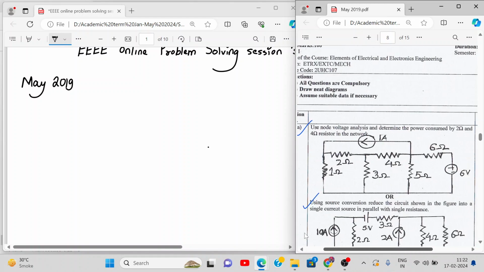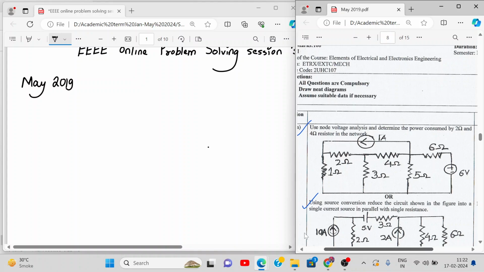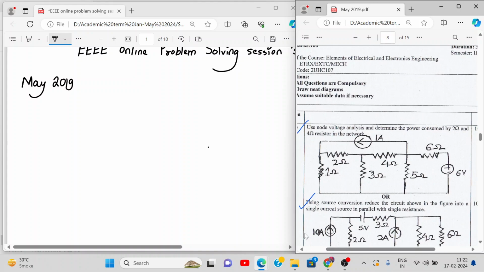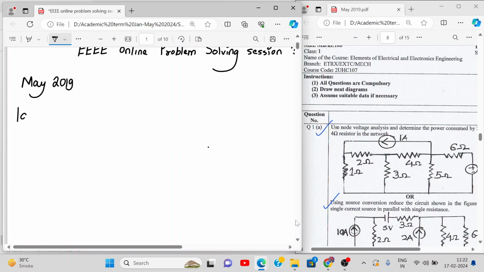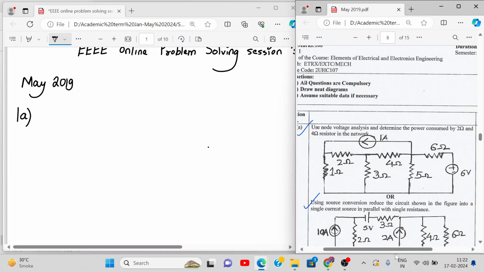Okay, the first numerical is using node voltage analysis, determine the power consumed by 2 ohm and 4 ohm resistance in the network, and this is asked for 10 marks. So our first job is to draw the circuit as it is. So this is question number 1A. So you all can also draw it, join me in drawing the circuit as it is.